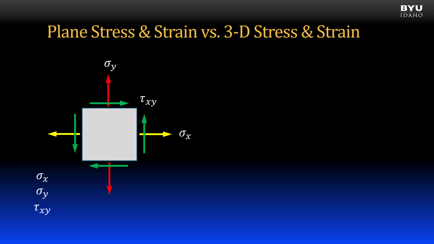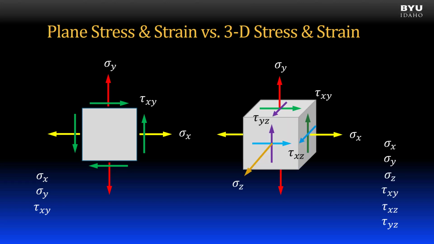In reality, we live in a three-dimensional universe, and a stress element has thickness into the screen. Here's a representation of a 3D stress element with all possible stresses shown. Note that it has an additional normal stress in the z direction and two additional shear stresses in the xz and yz planes. When the z-directional normal stress and shear stresses with components in the z direction are zero, which is a common occurrence, the 3D element is equivalent to the plane stress element.